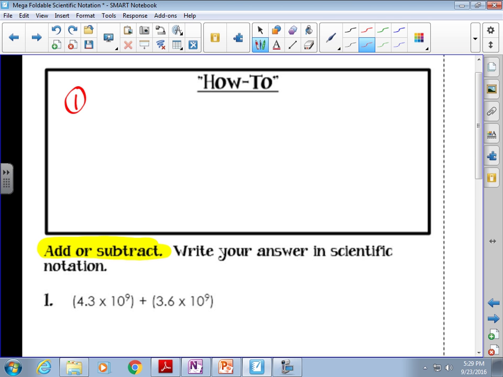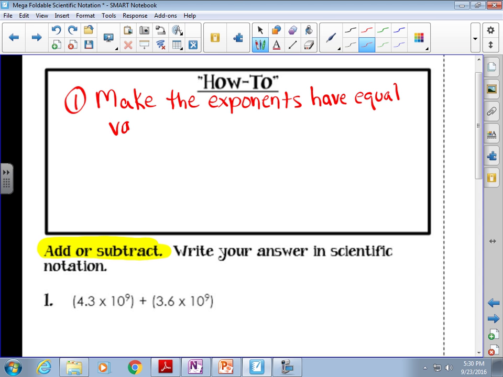Step number one, make the exponents have equal value. So an example would be both have 10 to the fifth.